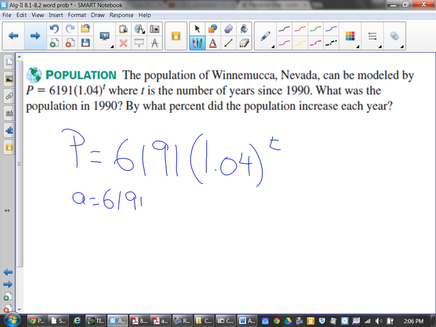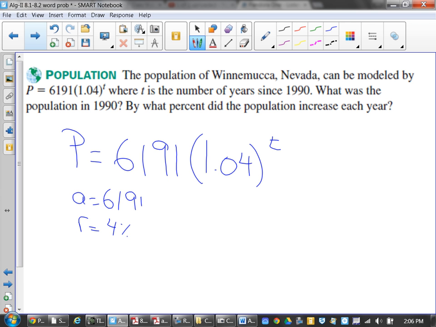By what rate is this increasing? 1.04. Wrong. 4%. So your rate is a 4% increase. The growth factor is that 1.04. That's that whole thing in parentheses, okay? And that's usually what people will do, because they're not accustomed to seeing it ask that question like that.